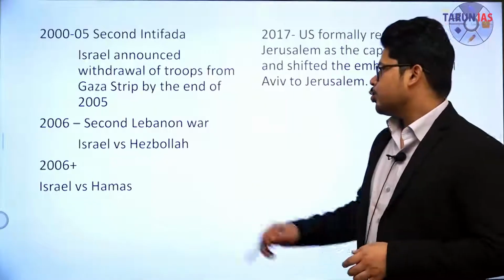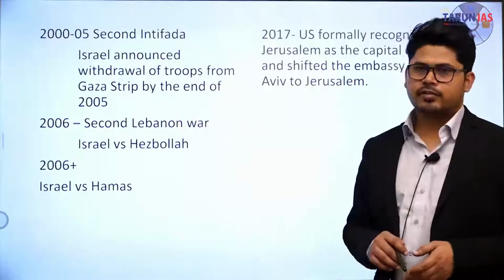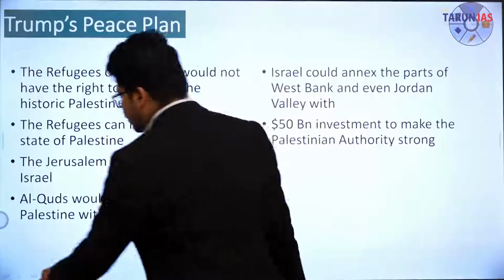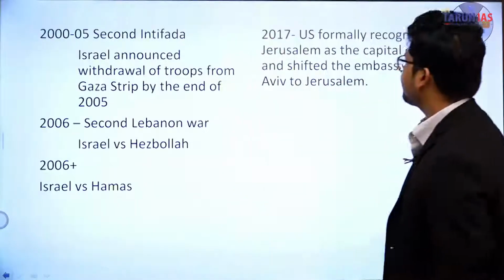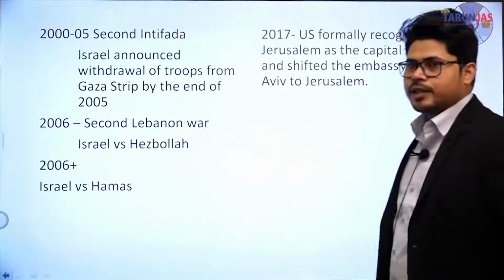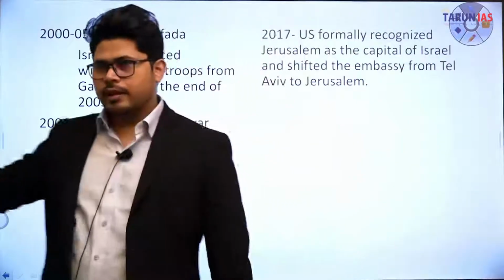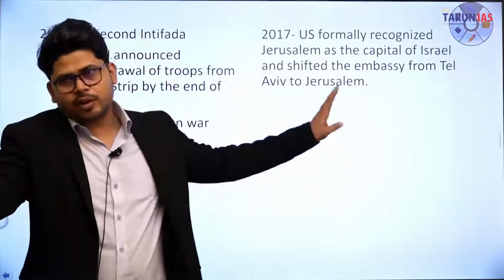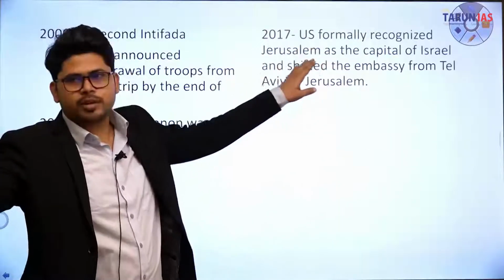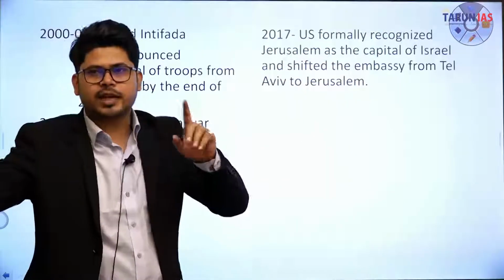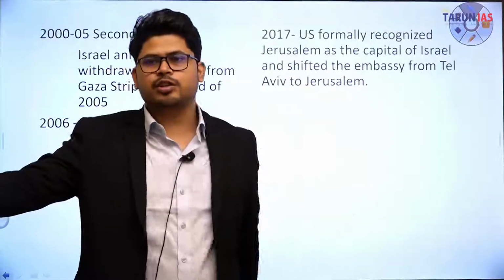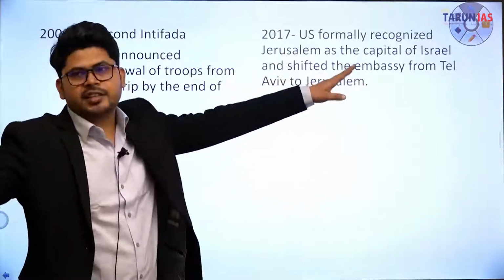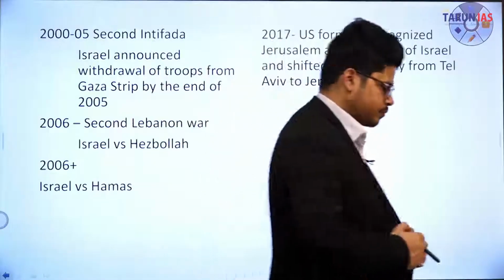ठीक है, तो 2006 में second Lebanon war, Israel versus Hezbollah. 2006 Israel versus Hamas. Hamas has been declared terrorist organization by almost all of the countries. ठीक है, now 2017 में United States formally recognized, in the midst of the peace process already having conflicting positions of all the countries, Jerusalem as the capital of Israel. The capital of Israel is actually Tel Aviv. India does not recognize Jerusalem as capital of Israel. ठीक है, and it shifted its embassy from Tel Aviv to Jerusalem.